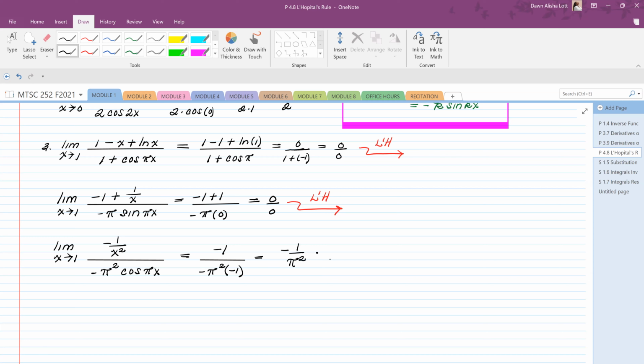Okay. Here's one for you to do. The limit as x approaches 0 of 1 minus the cosine of x over x. I want you to work on that one.